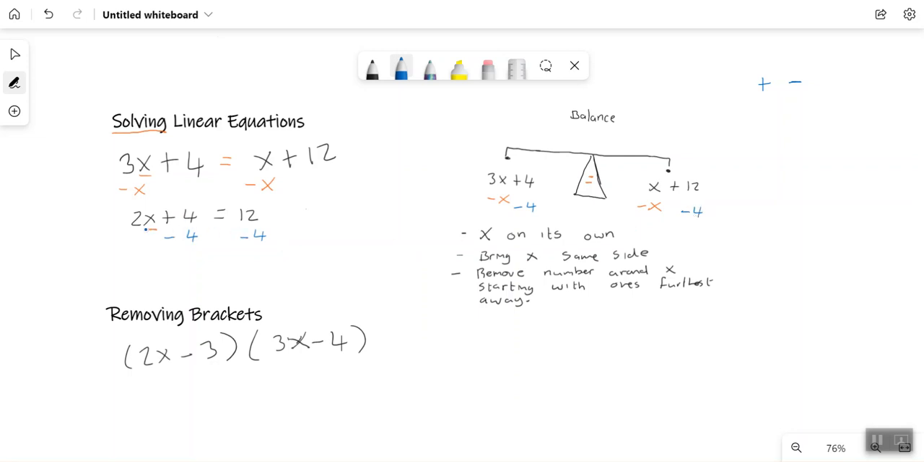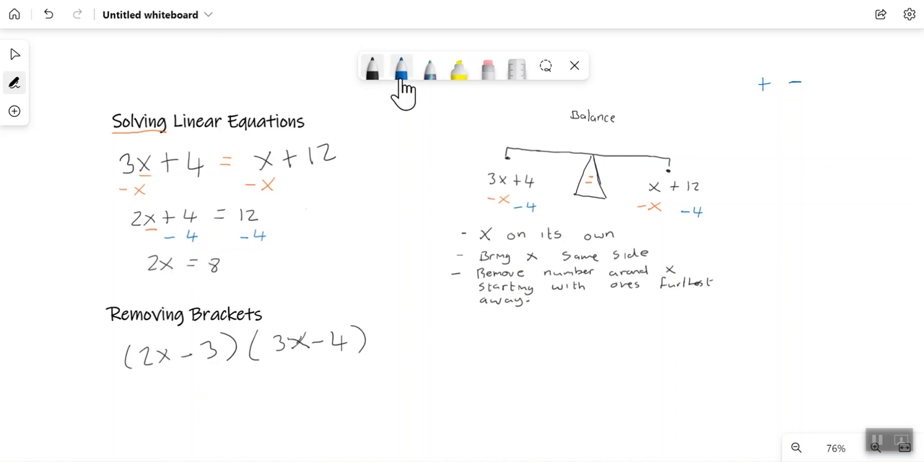So what that will do is it will get rid of this 4, it'll cancel out. So you're going to be left then with 2x. Plus 4 minus 4 is just 0, so it cancels out, is equal to 12 minus 4, which is going to be equal to 8. Okay, so we're nearly there.